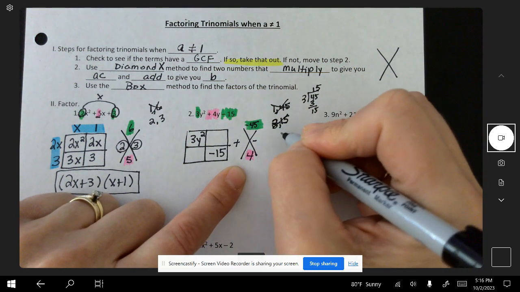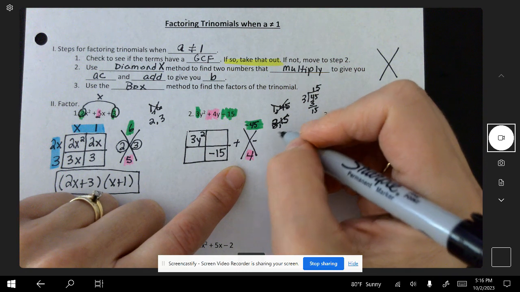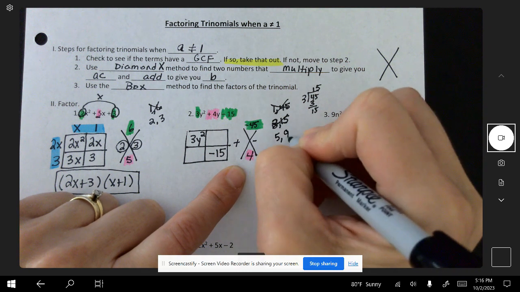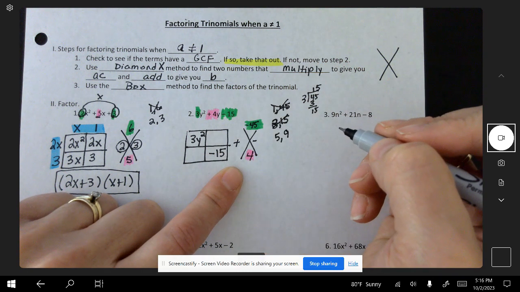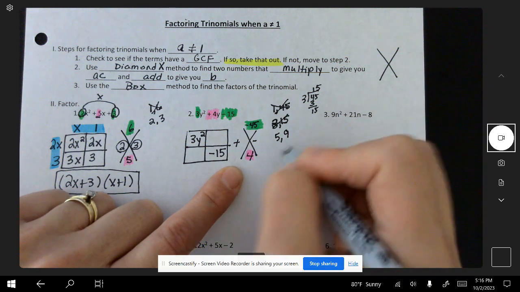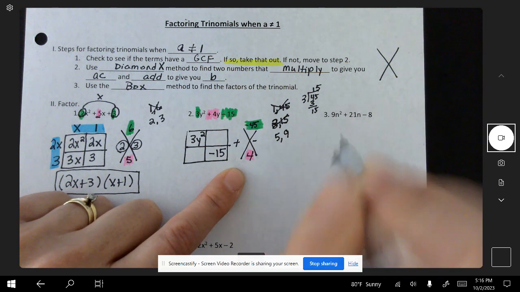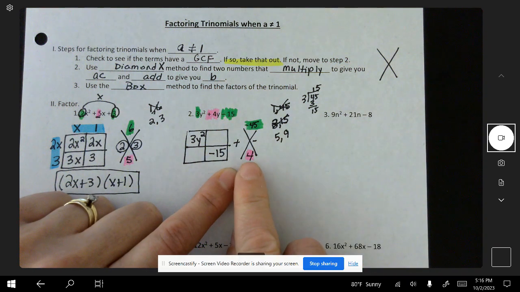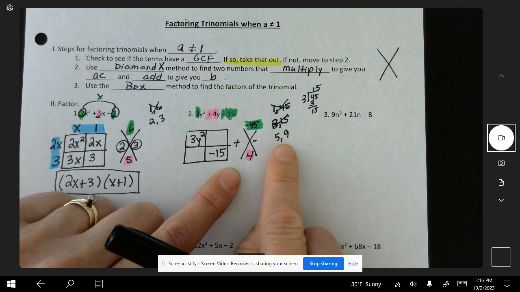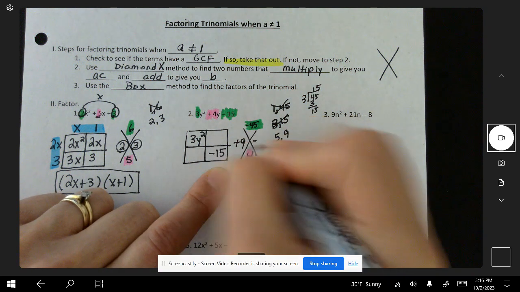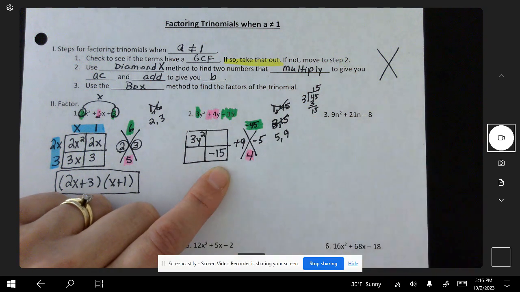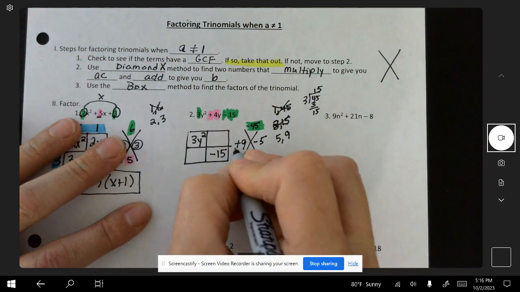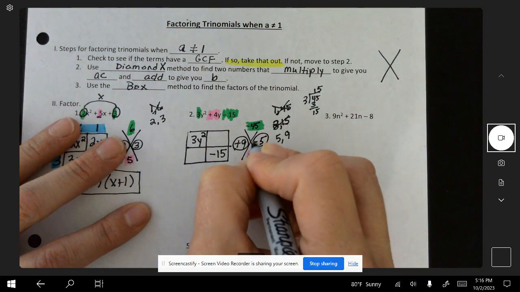All right, let's go to 4. 4 does not go into 45. 5 does, though. 5 times 9. And 9 minus 5 is 4, so that works. So I'm using 9 and 5. I need it to be a positive 4. That means my bigger number over here, 9, is going to have to be positive. So positive 9, negative 5. Okay, these are the two numbers that we're going to put in our box.